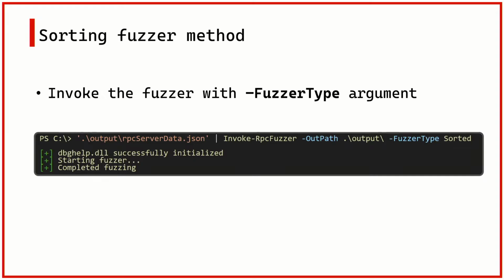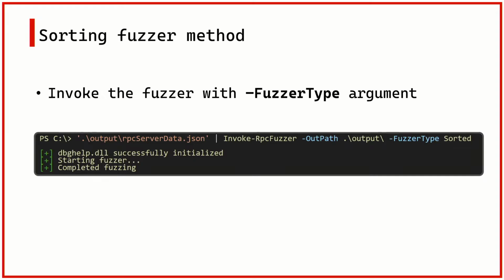And then it will actually be able to invoke it with a valid context handle. So that's nice. I've implemented that within an argument which specifies which Fuzzer type to use. And in this example, I provided the sorted Fuzzer type, which actually implements that algorithm.